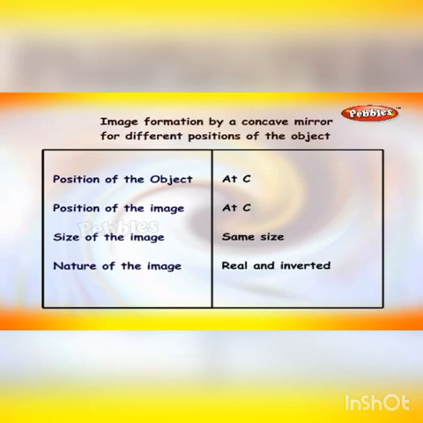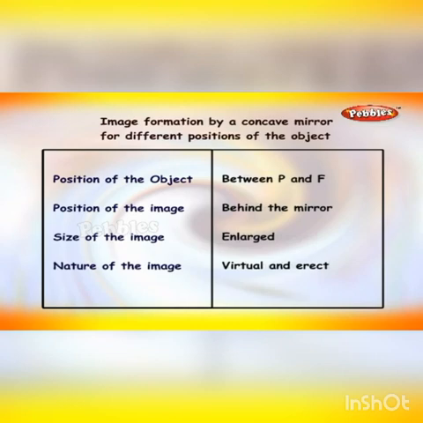Object is kept at C. Image formed at C. Size of the image same size. Nature of the image real and inverted. Object is kept between C and F. Image formed beyond C. Size of the image enlarged. Nature of the image real and inverted. Object is kept at F. Image formed at infinity. Size of the image is highly enlarged. Nature of the image real and inverted.